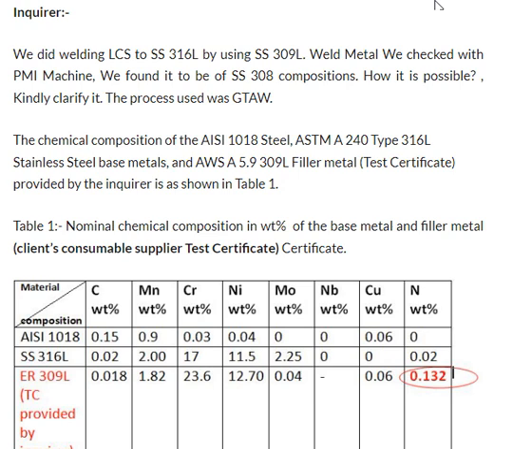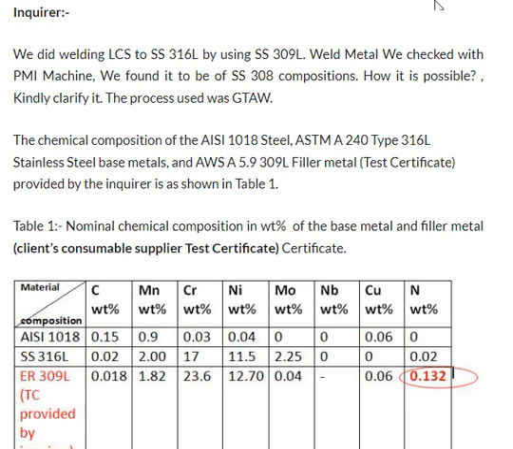Well, in this video episode, I will try to explain to you the application of the WRC 1992 diagram for predicting the weld metal composition, using a case study of dissimilar metal joints between carbon steel and stainless steel material using a matching filler metal and at various dilution levels.